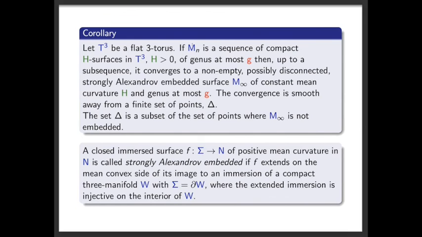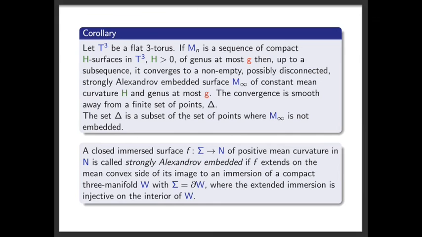So we have this theorem that if Mn is a sequence of compact H surfaces in T3, H bigger than 0, of genus at most G, then up to a subsequence it converges to a non-empty, possibly disconnected, strongly Alexandrov embedded surface M infinity of constant mean curvature H and genus at most G. And the convergence is smooth away from a finite set of points delta. And the set delta is a subset of the set of points where M infinity is not embedded.